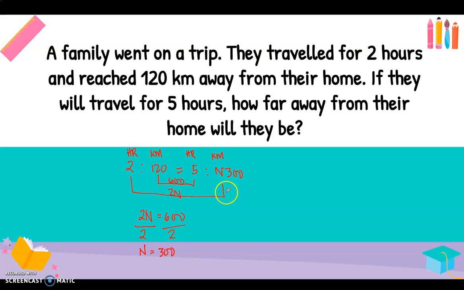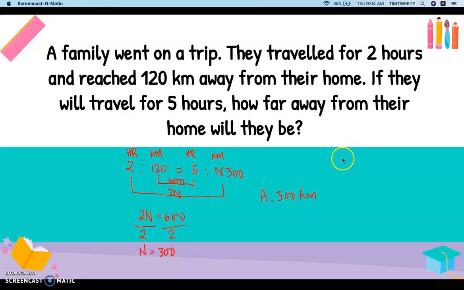If you want to check if the answer is correct, make sure that the product of the means and the extremes are equal. So we have 2 times 300, which is the value of n, that's 600, and then 120 times 5 is equal to 600, so they are equal. Therefore, how far away from their home will they be? They are 300 kilometers away from their home. So if they travel for 2 hours, they reach 120 kilometers, but if they travel for 5 hours, it reaches 300 kilometers. So that's an example of direct proportion.